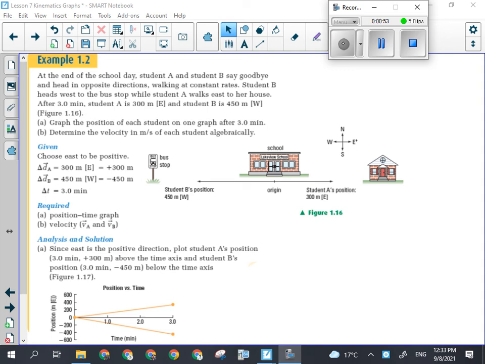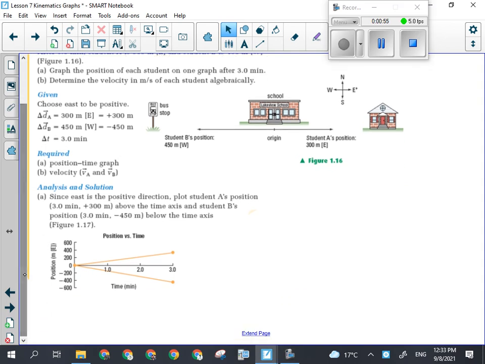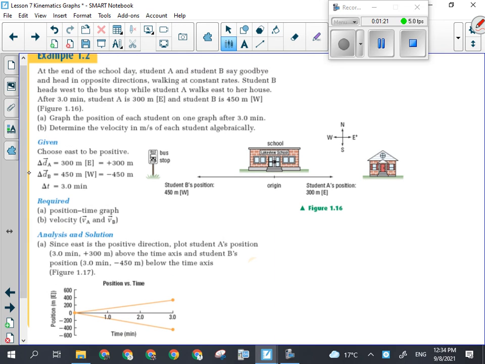So for graphing that, on a position versus time graph, it's going to look like this. Okay, this person here is ending up 350 meters east, and this one is ending up 450 meters, or sorry, 400 meters west, right? So who went further? Student A or student B? Who went further? Student B. Who went faster? Student B.